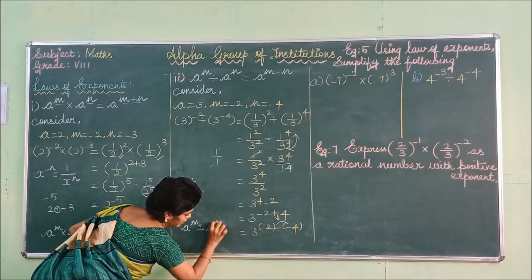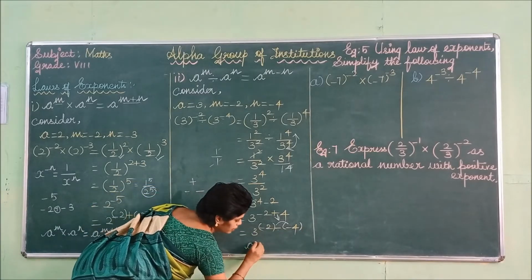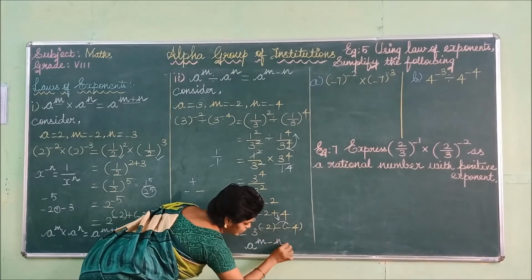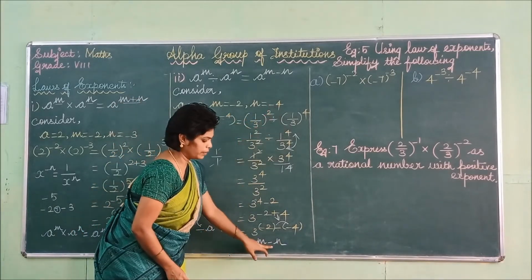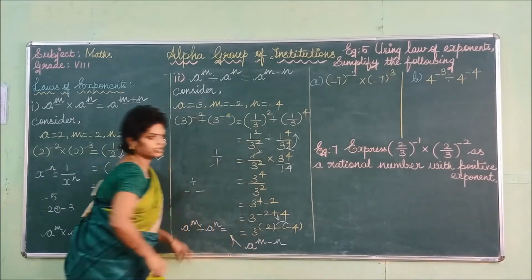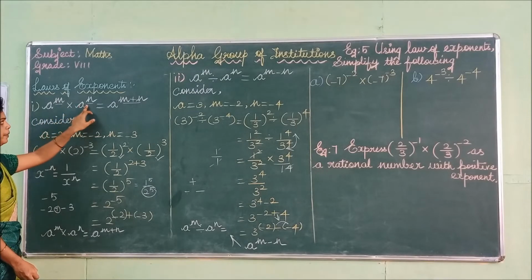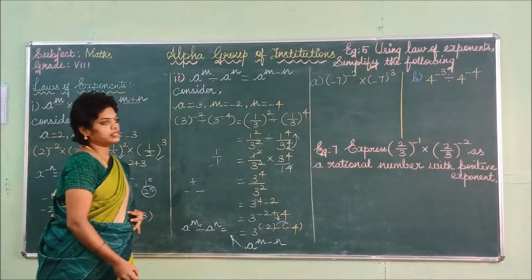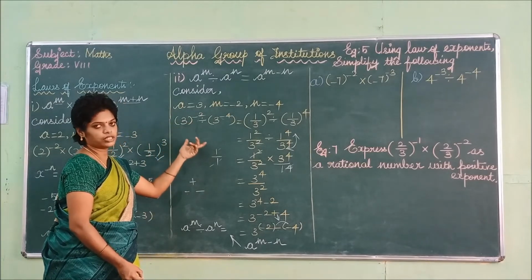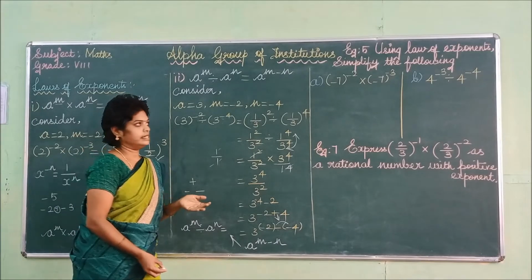Which is in the form of a power m divide a power n, which is equal to, what is this? A power m minus n. Our m is minus 2 minus our n is minus 4, which proves the second law. First law is a power m into a power n. Both the bases are same, you can add the powers. Here both the bases are same. If the operation is division, you can subtract the powers. So then we can see some example for that.